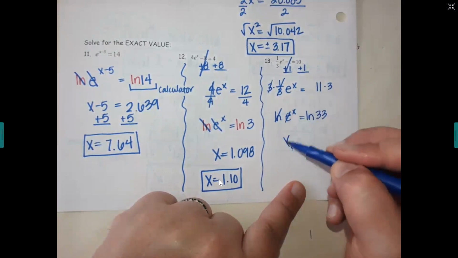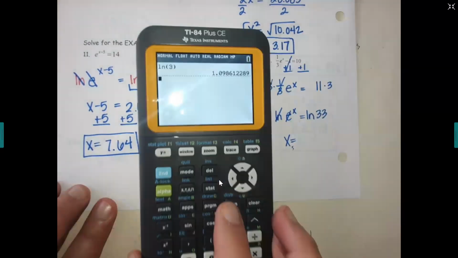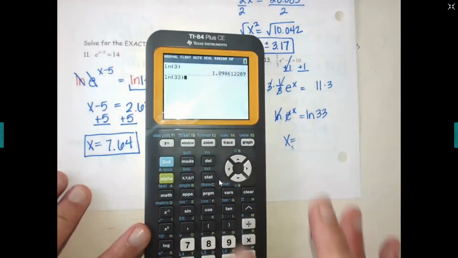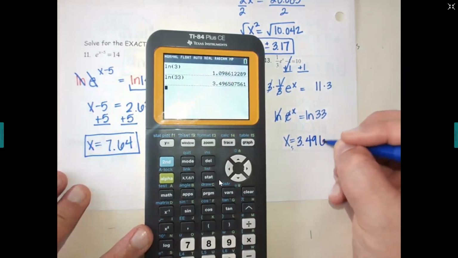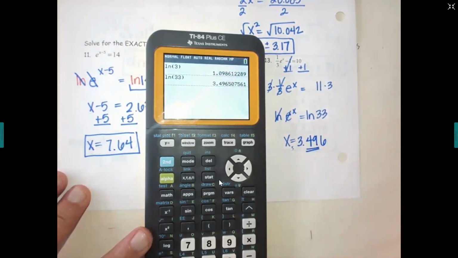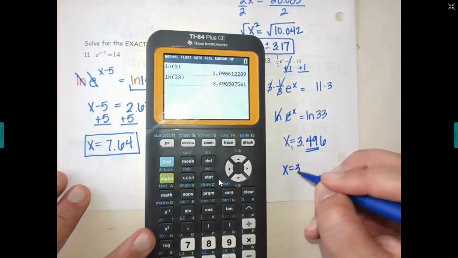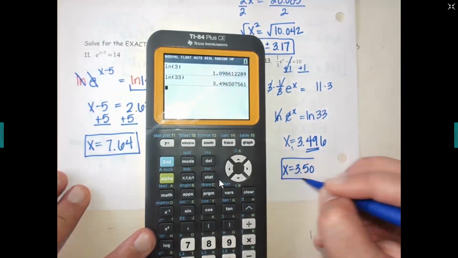So I have x equals whatever the ln of 33 is. So it's 3.49 followed by a 6. What do I do with the 49? Keep it or bump it? So that'd be 3.50. Okay.